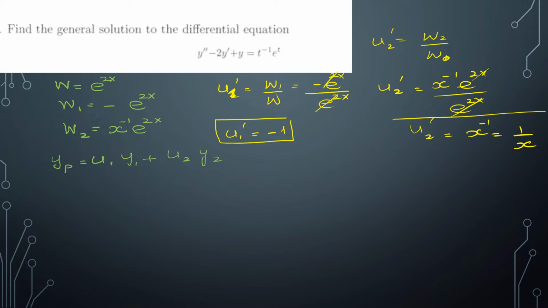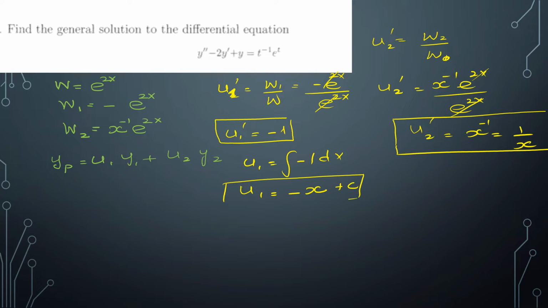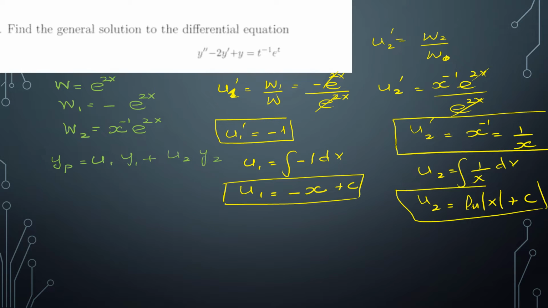So now find u2 and u1 by integrating. So u1 equals the integral of minus 1 dx. So u1 equals minus x plus c. Similarly, u2 equals the integral of 1 over x dx, and the antiderivative of 1 over x is ln of x plus c. Now put all this data into the y particular.